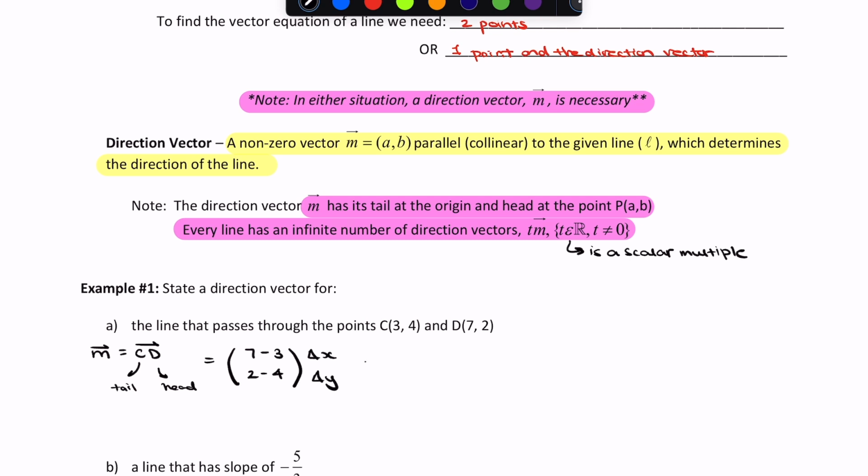So here, our direction vector m will be equal to 4 and negative 2. And so here we can also divide this by 2, which will be equal to 2 and negative 1.